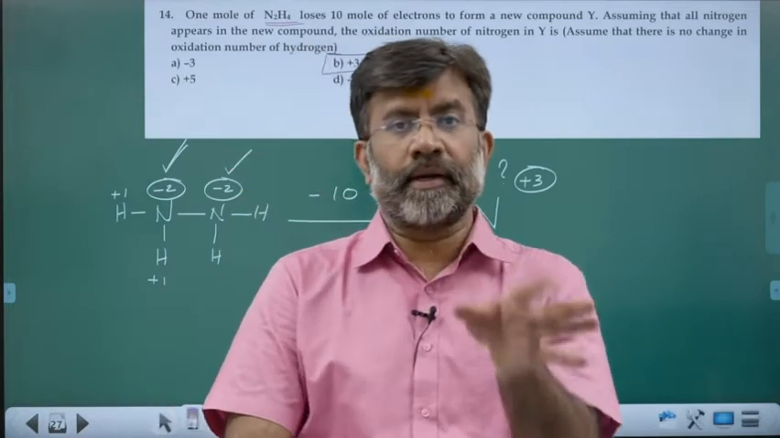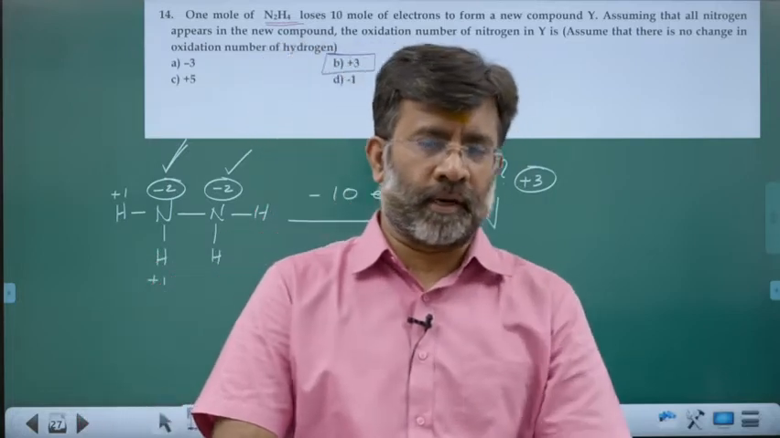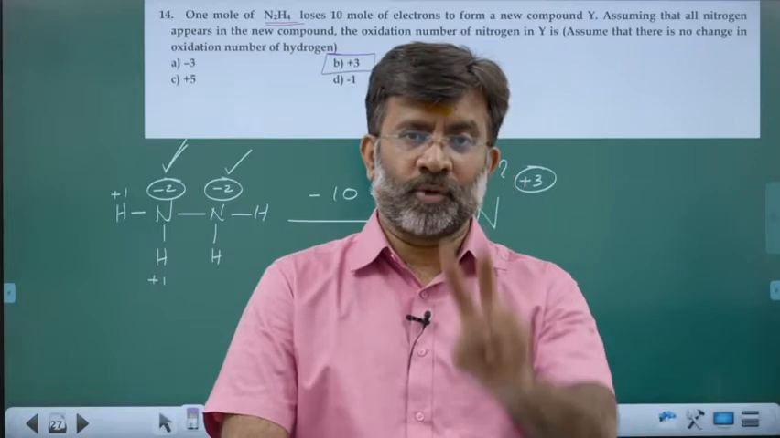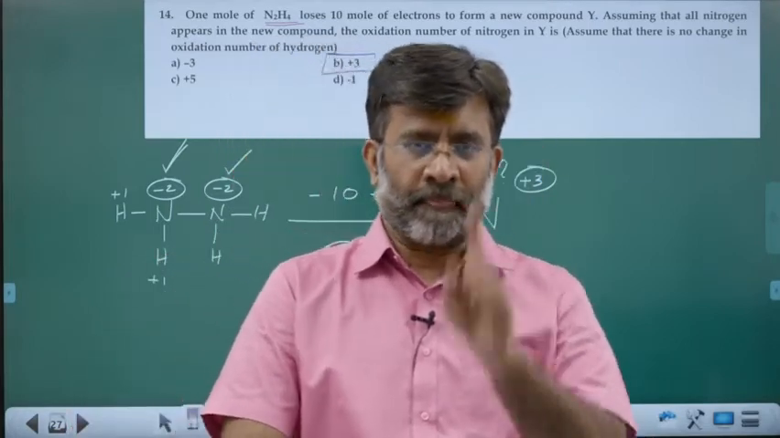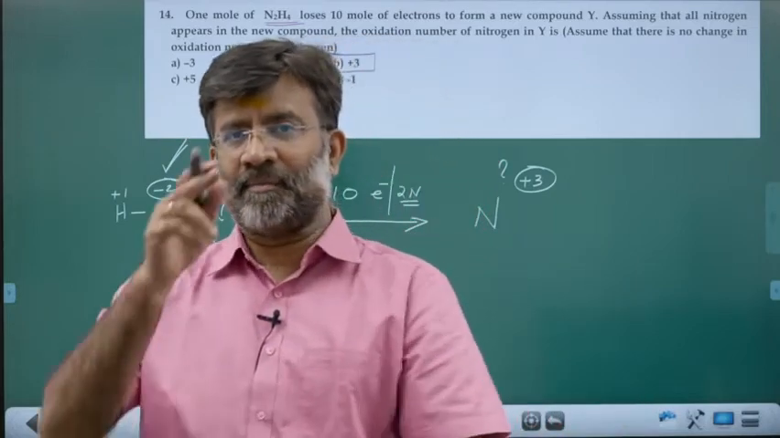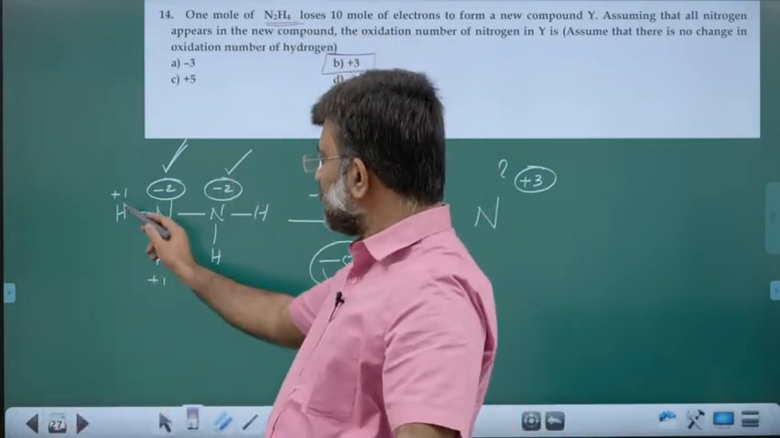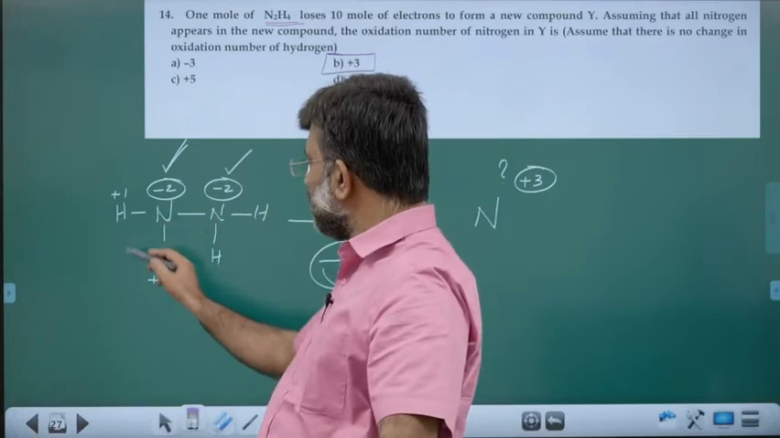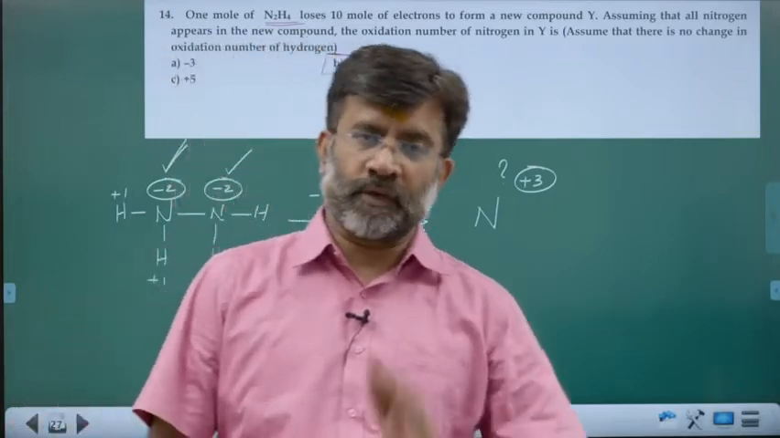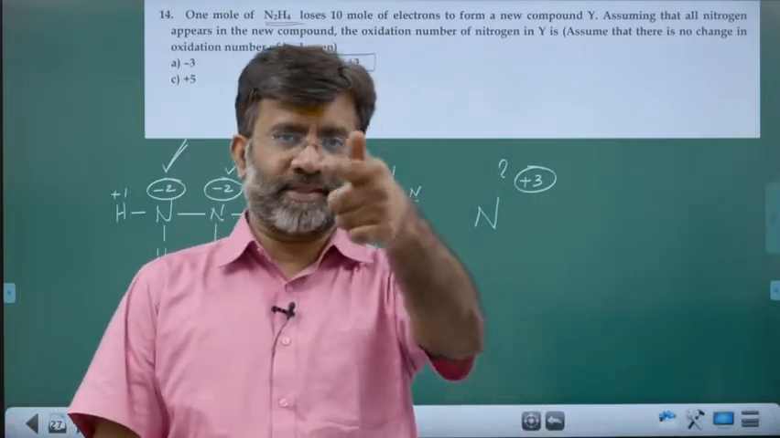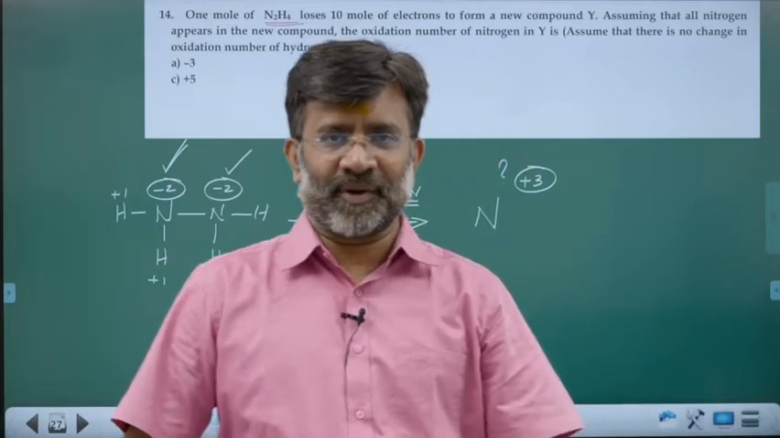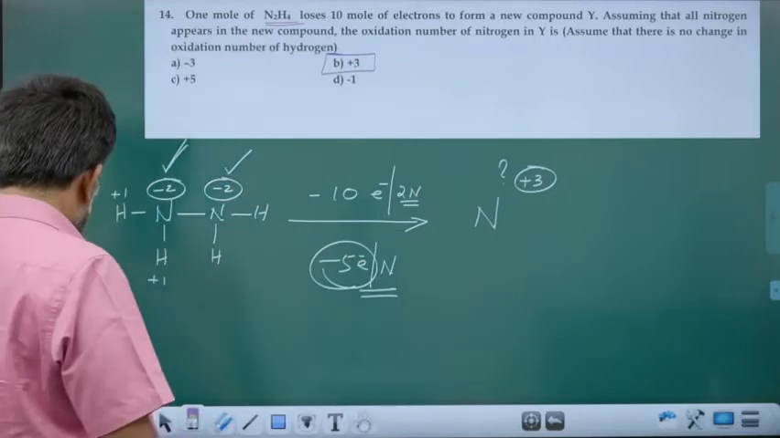See, 1 mole hydrazine losing 10 mole electrons. That means 1 molecule hydrazine is losing 10 electrons, 2 nitrogen losing 10 electrons, 1 nitrogen losing 5 electrons. What is the state now? -2. How -2? +1, +1, nitrogen is -2. So nitrogen from -2 losing 5 electrons will go to what state? That is the logic. Can we go to next? Yes. Next question.